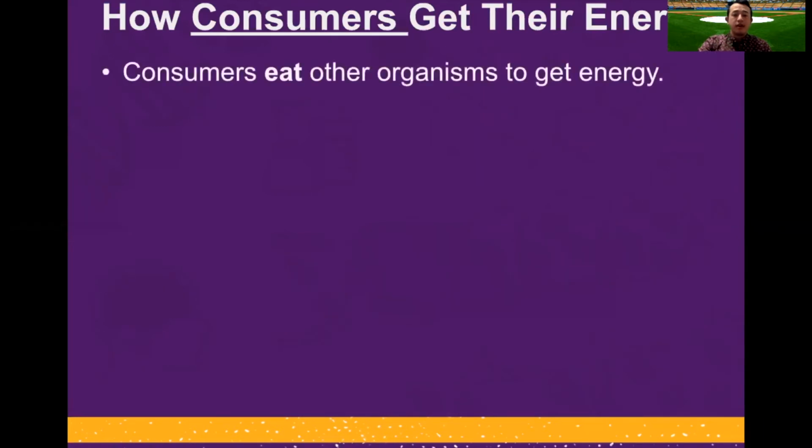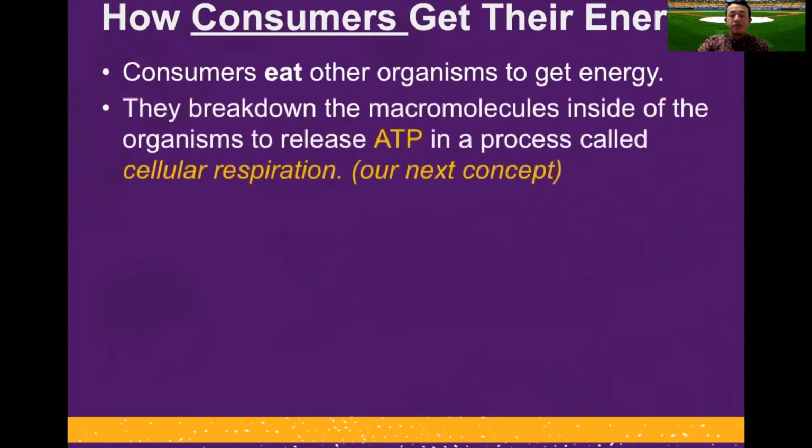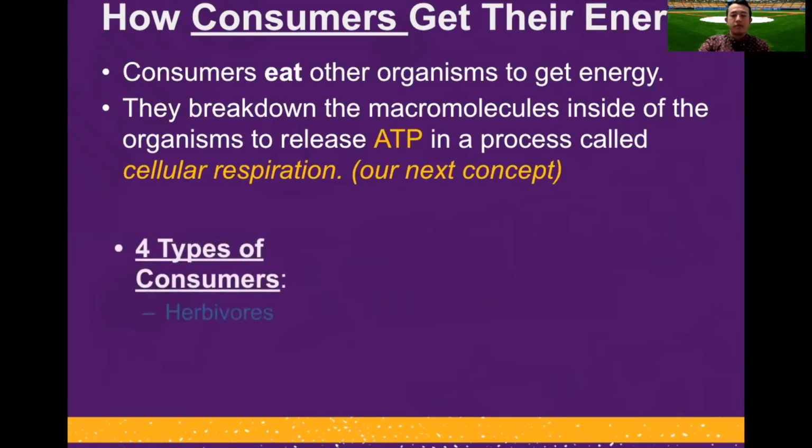Now let's take a look at consumers and how they get their energy. Consumers get their energy by eating other organisms, just plain and simple. They break down those macromolecules inside of the organisms to release ATP in a process called cellular respiration. As I mentioned before, this is our next concept that we will be covering. We got 4 types of consumers, right? We got our herbivores. We're going to think about organisms that only eat vegetation, only going to eat plants.